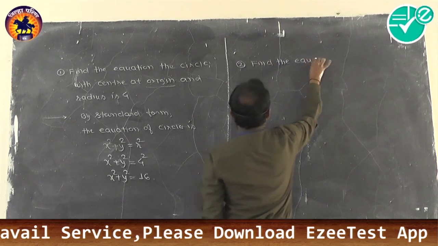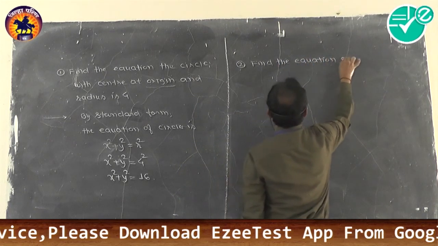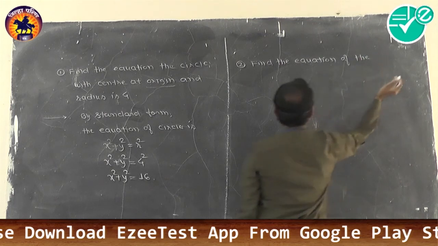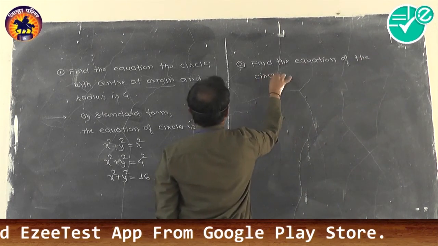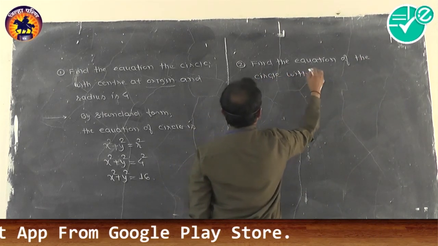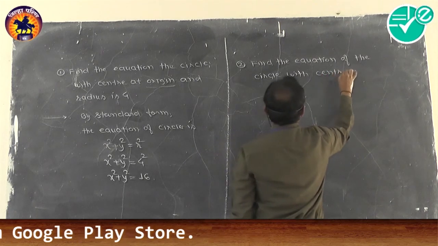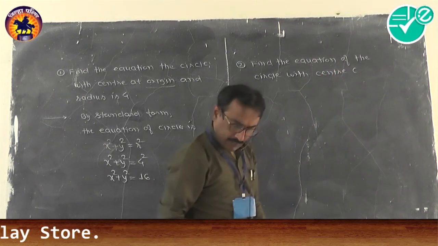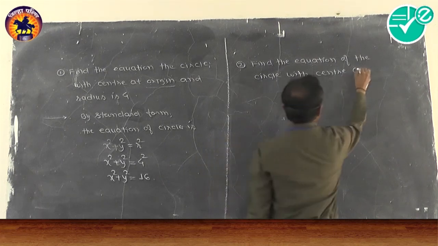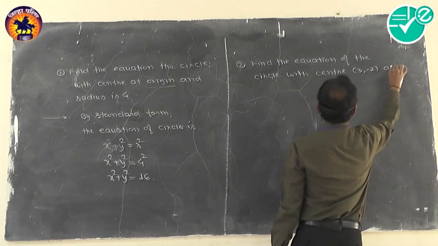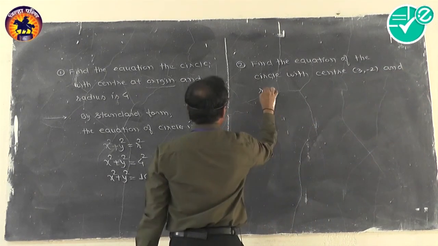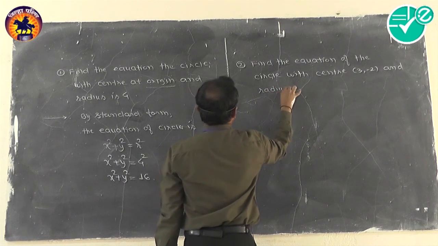Find the equation of the circle with center 3 comma minus 2 and radius 5.